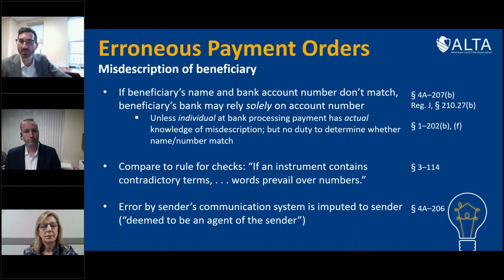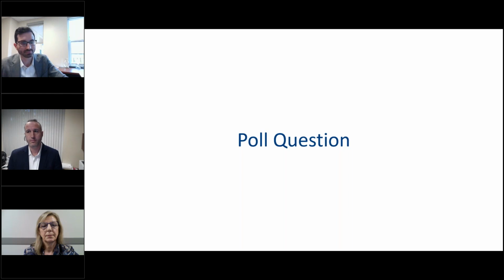So again, the overarching goal of UCC is efficiency. The beneficiary banks don't have to manually check numbers and match them with account names. But it achieves this efficiency by placing risk of the error on the user of the system. So compare that to the check collection system under Article 3, where if there's a discrepancy between words and numbers on a check, the words control or prevail. It's the opposite under Article 4A.